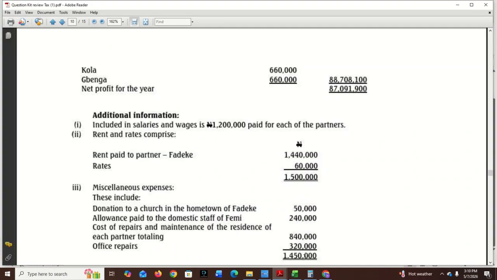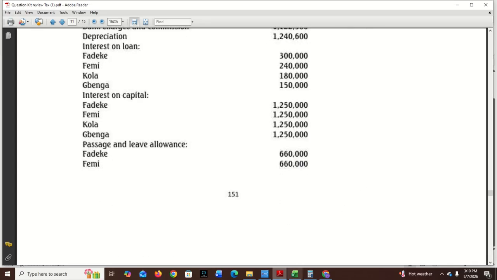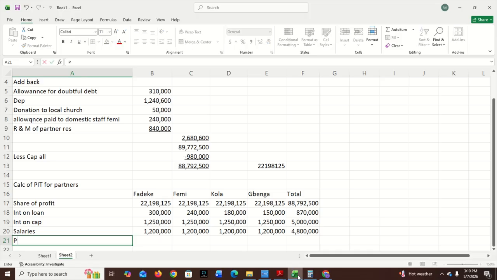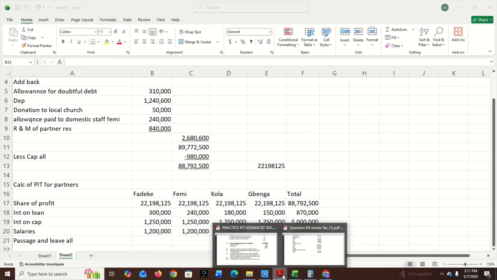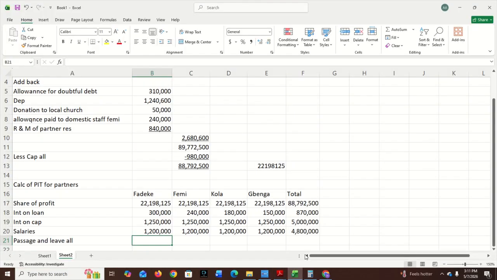Next you have, then they told us they give them one allowance. Okay. Passage and leave allowance. So that's also part of their income. Passage and leave allowance. So let's go. How much is that passage and leave allowance? 660,000. Another 660,000. Next, how much is for the next person?